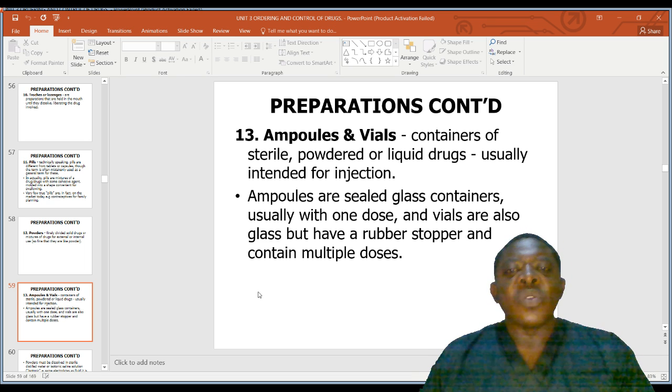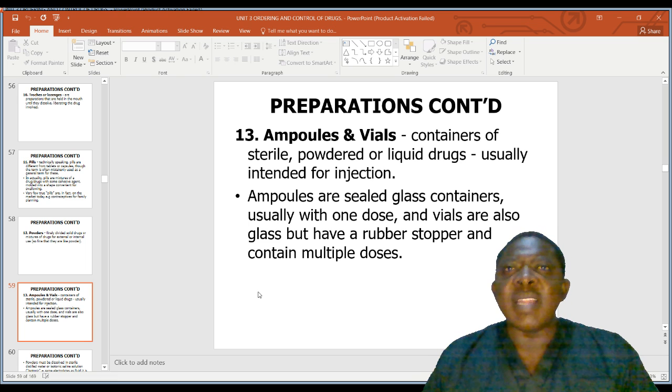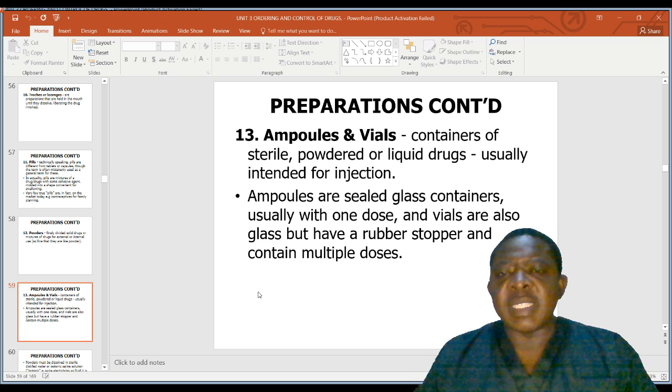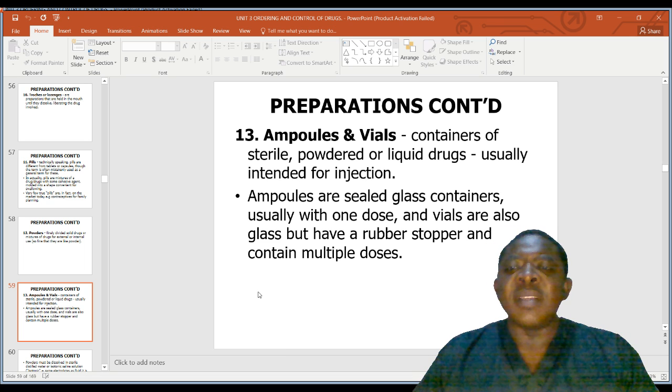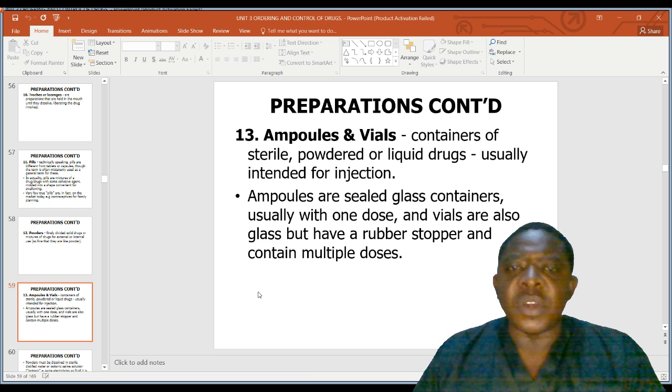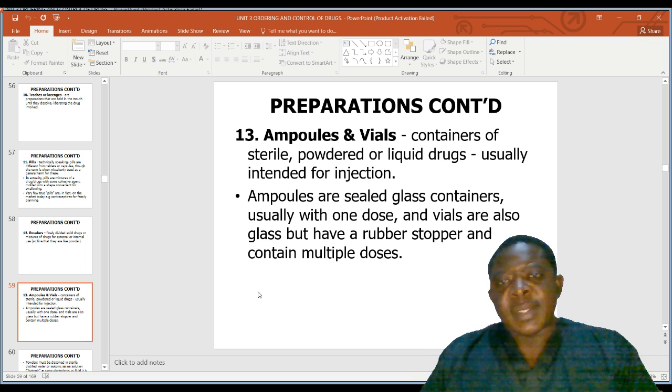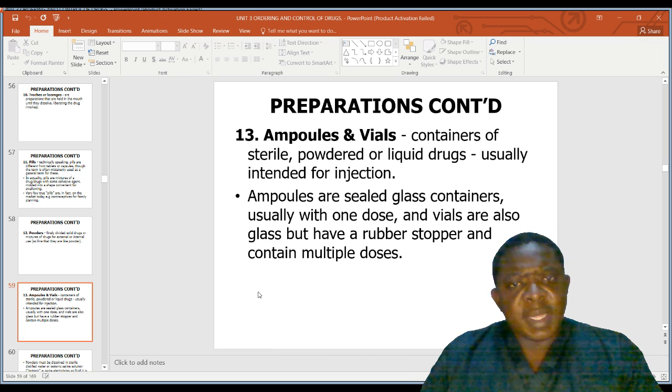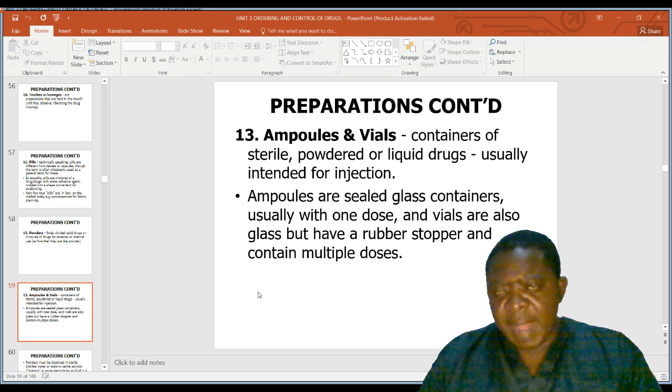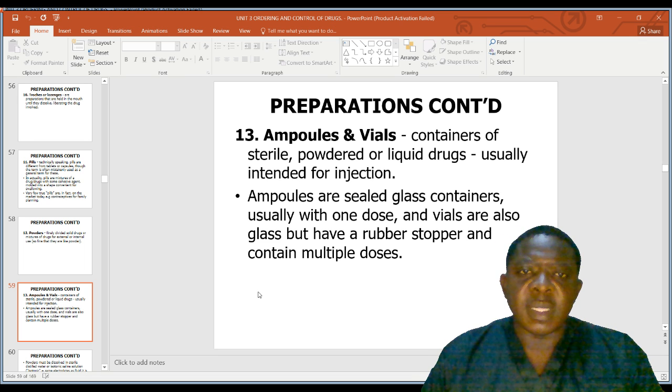Okay. So ampoule, when you talk of gentamicin, diclofenac, those are ampoules. When you talk of vials, you talk of benzyl penicillin, and the like. Those are found in vials because they have more than one dose. So it's important that we make this distinction between ampoules and vials in practice.